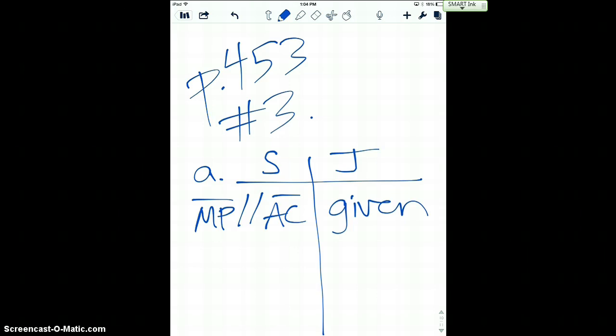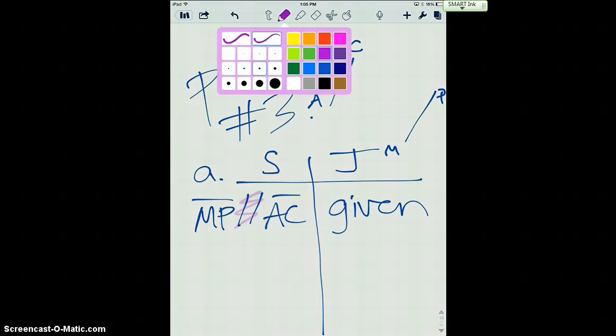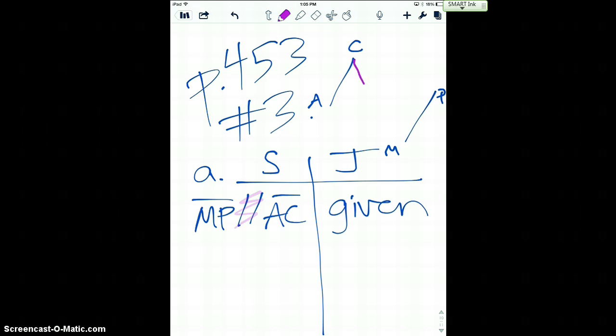Then these next 2 lines you could do in different order. But I see, because these lines are parallel, I'm going to draw out the picture. I have AC parallel over here to MP. And I have this line CM passing through as the transversal. So if these lines are parallel, I can say that angle C would be congruent to angle M because those lines are parallel.